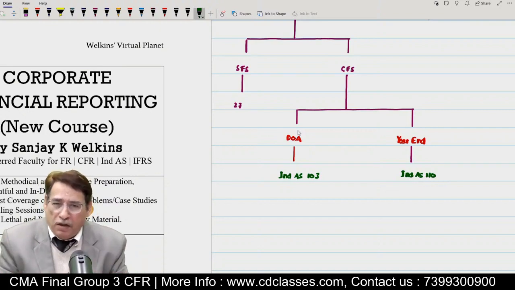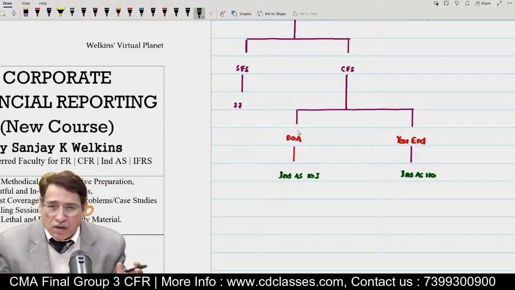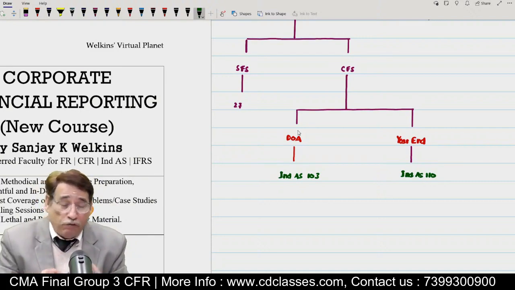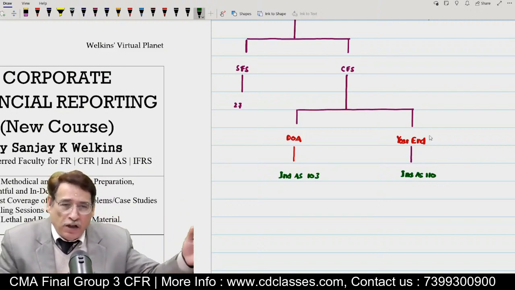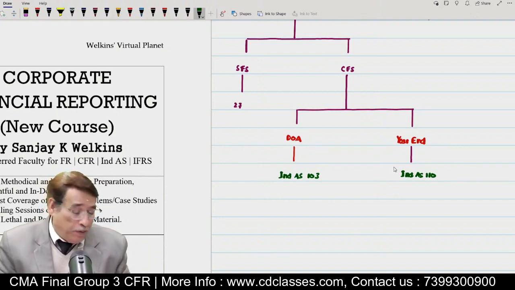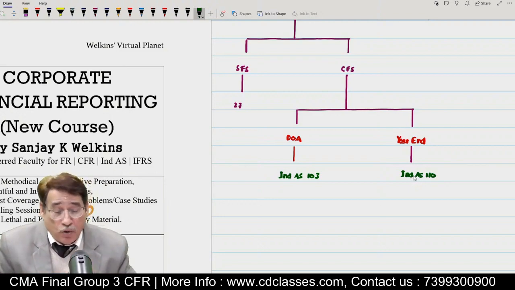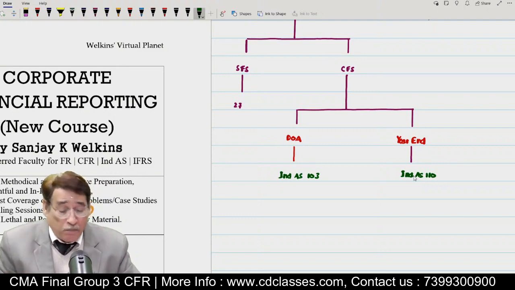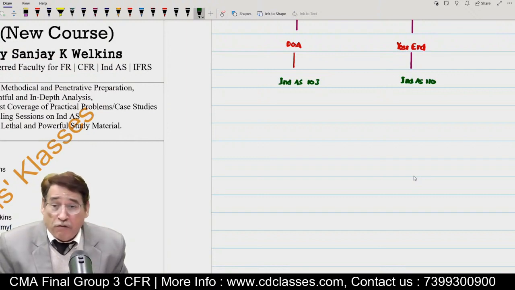Remember one thing, both Ind AS 103 and Ind AS 110 deal with consolidation. Is it clear to you or not? However, when the consolidation is done on the date of acquisition, you apply Ind AS 103, and after that, at every year end, not only the current year end but the subsequent year ends also, whenever you prepare the consolidated financial statement, you apply Ind AS 110. That is the basic difference between these two. I hope it has become absolutely clear to you. Please let me know of that also. These are some significant points which I wanted to share with each one of you.